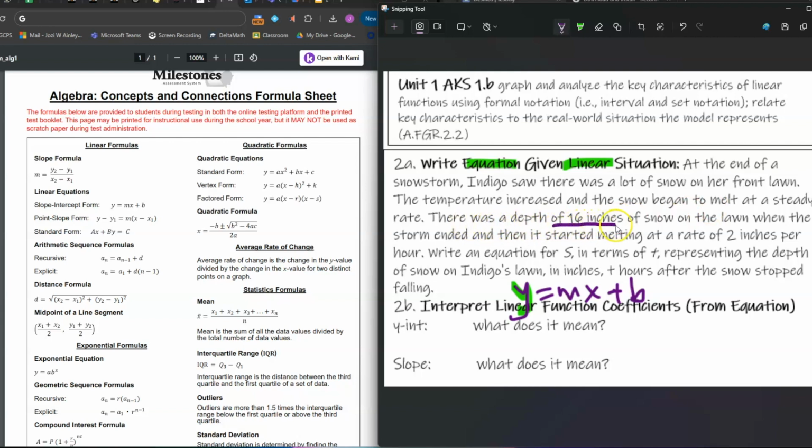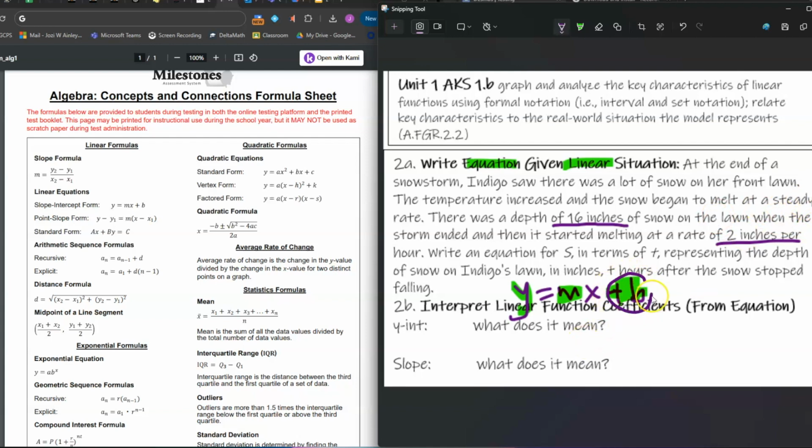Every time I get a number, I'm going to underline it because those are the numbers I need to put in M and in B. 16 inches of snow on the lawn where the storm ended and it started melting at a rate of 2 inches. So there are my 2 numbers. There is my M and my B. And now the question is, which one is M and which one is B? So let's go through some definitions. Again, please remember you're writing on the right-hand side over here.